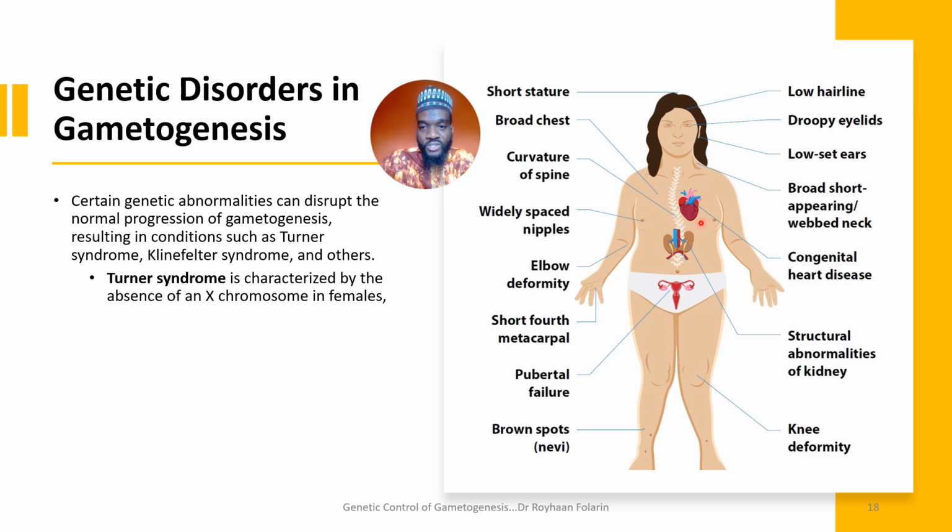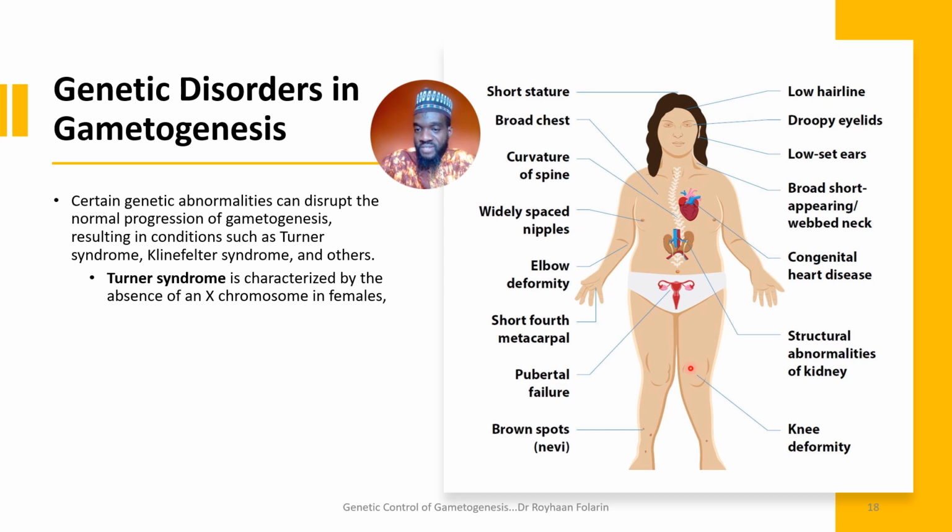Such females will have curvature in their spine, which could be lordosis or scoliosis, and in some cases could also be kyphosis. So they also tend to have widely spaced nipples. I mean, individuals with Turner syndrome. They also have elbow deformity and a short fourth metacarpal. When you look at their fourth digit, their fourth metacarpal, it's usually shorter. Okay, then they have pubertal failure, and then brown spots, known as nevi, on their limbs.